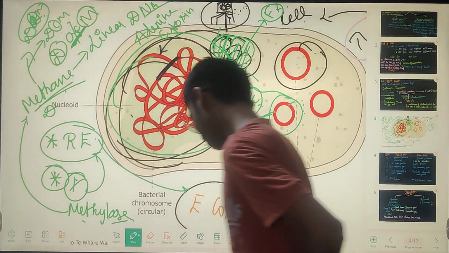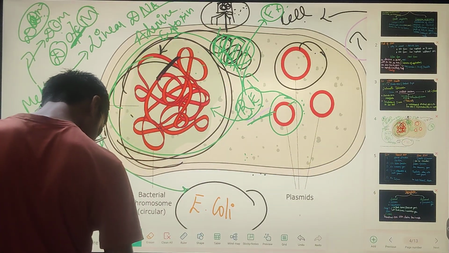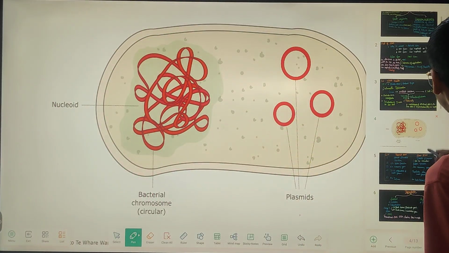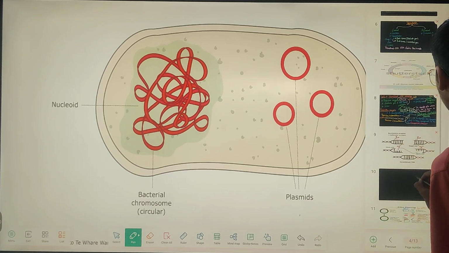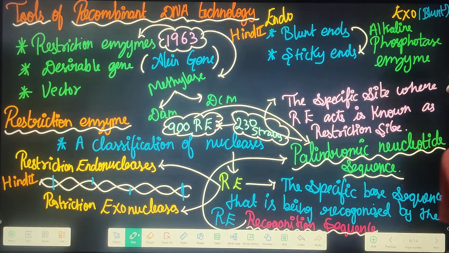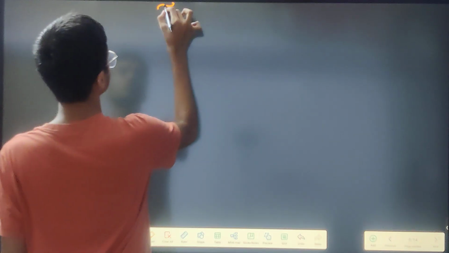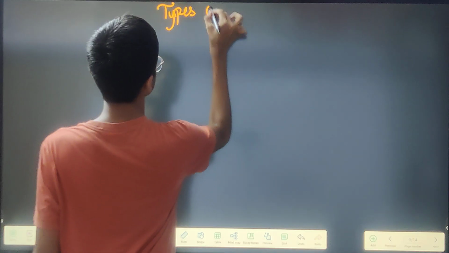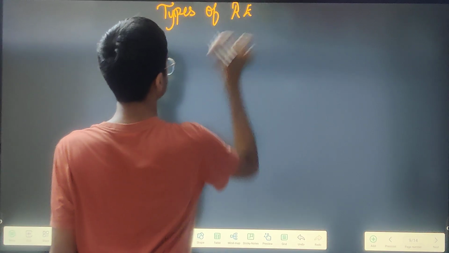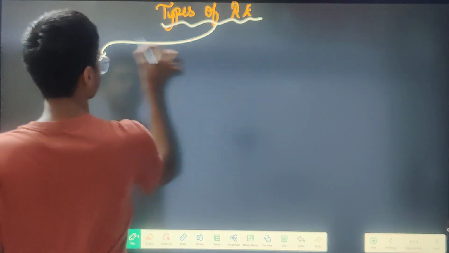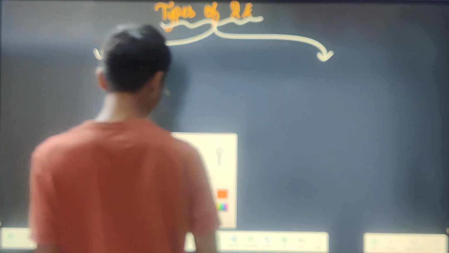Now we will discuss types of restriction enzymes. I hope this handwriting is pretty good. There are two different types, endonucleases and exonucleases. That is what we have seen.